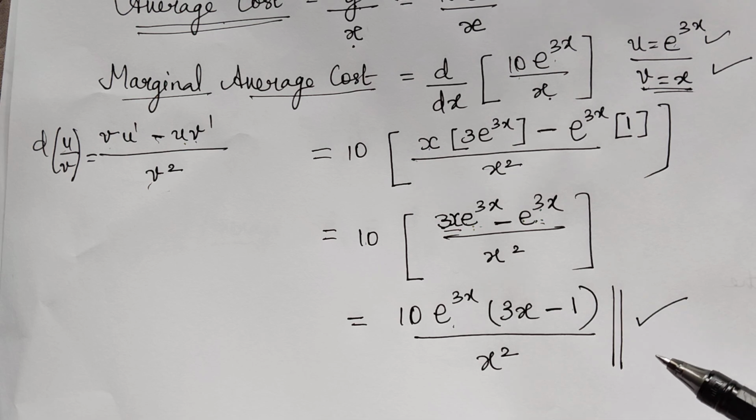I hope you would have understood the concept of finding the average cost, marginal cost and marginal average cost. Now using these concepts, in our next video we shall find the x units of the commodity which will be given in the question. So let us kindly follow the upcoming video lecture on this topic.